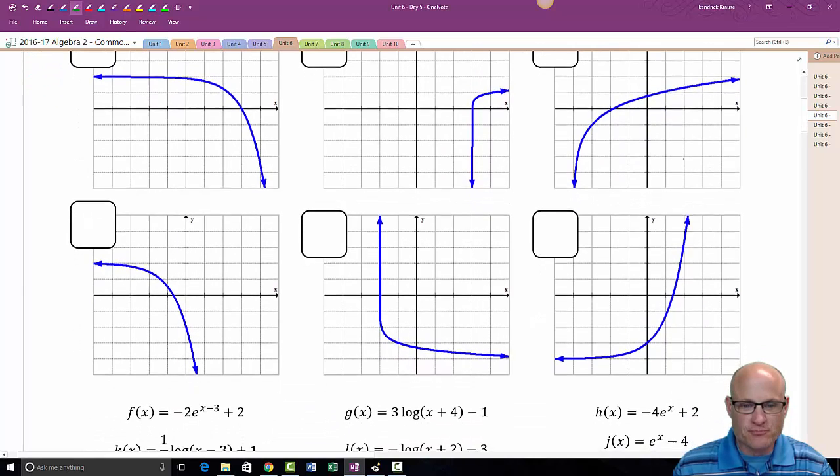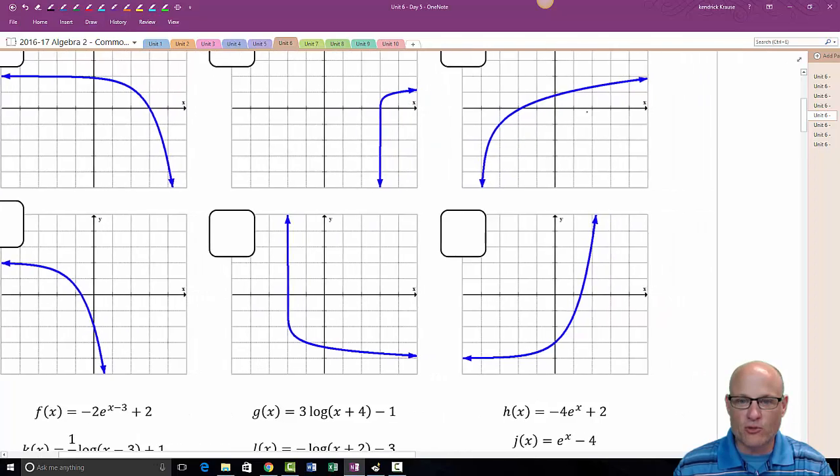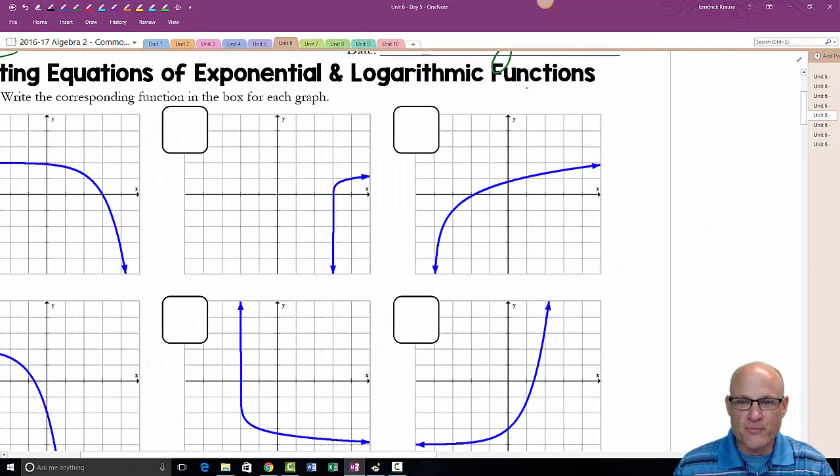Let's see. These two look normal. Wait, this one looks normal too. Wait, that one looks normal too. These four over here look kind of normal. These two look a little weird. I'm going to come back to those. Those look funky over there. I'm going to start with probably the most normal looking one, which is this one.